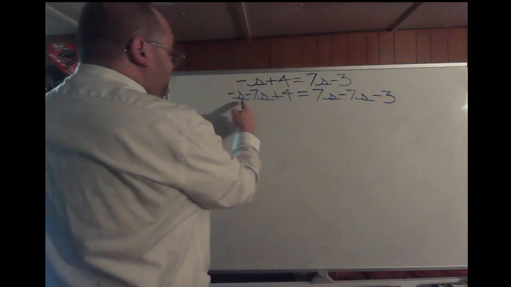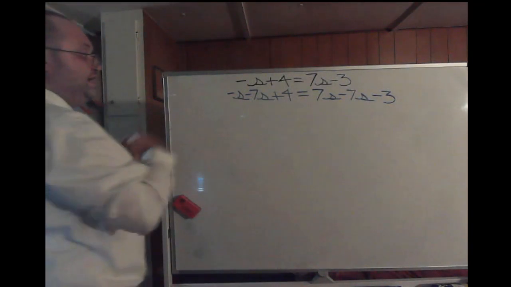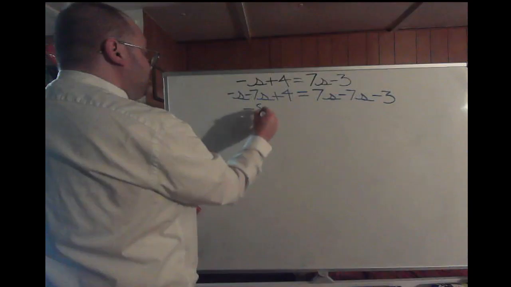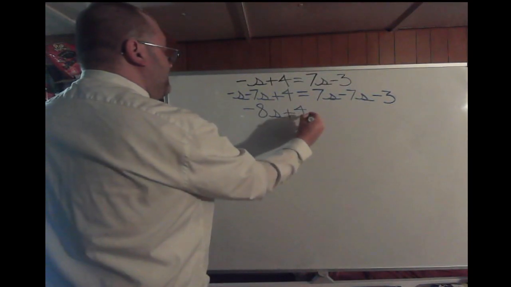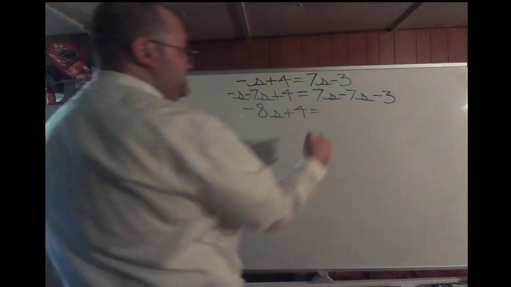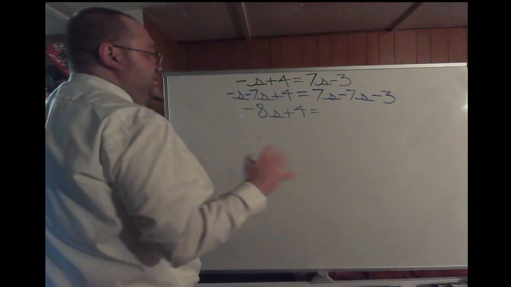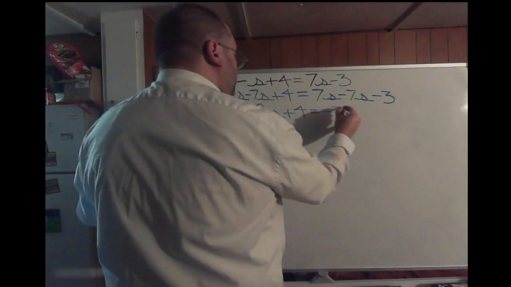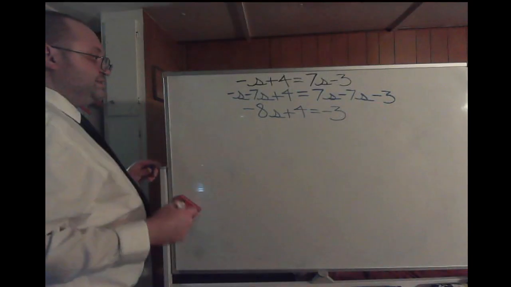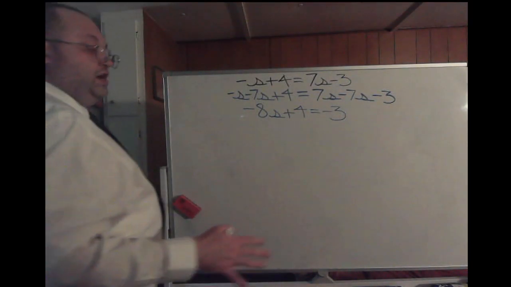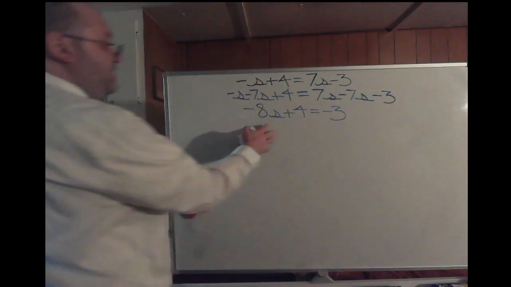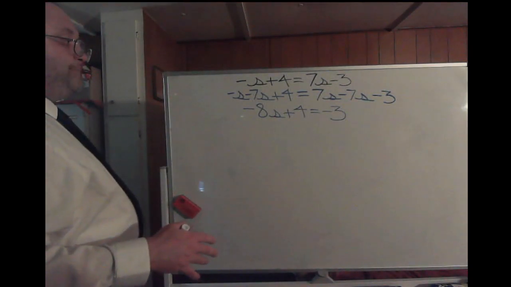So let's start with the left. Negative s minus 7s, that'd be negative 8s. You'll have negative 8s plus 4. Now on the right-hand side, that 7s minus 7s is gone. You'll just have the negative 3. So negative 8s plus 4 equals negative 3 is what you'd have. Alright, so we've achieved one goal of getting the variable on the left-hand side only.